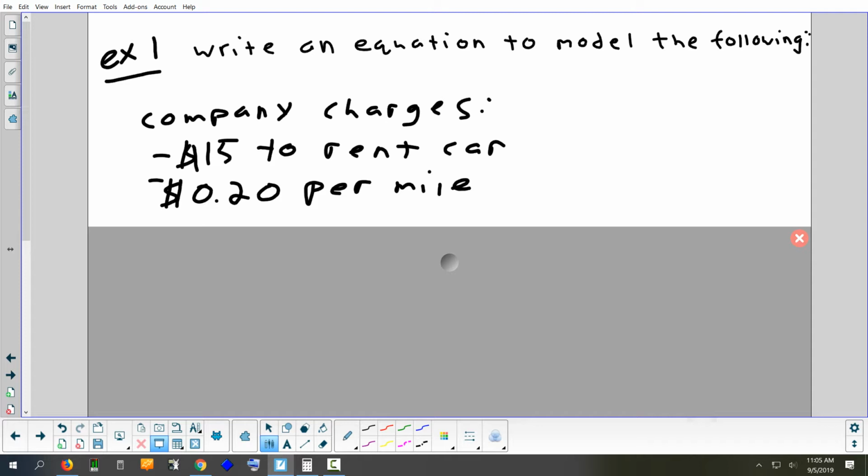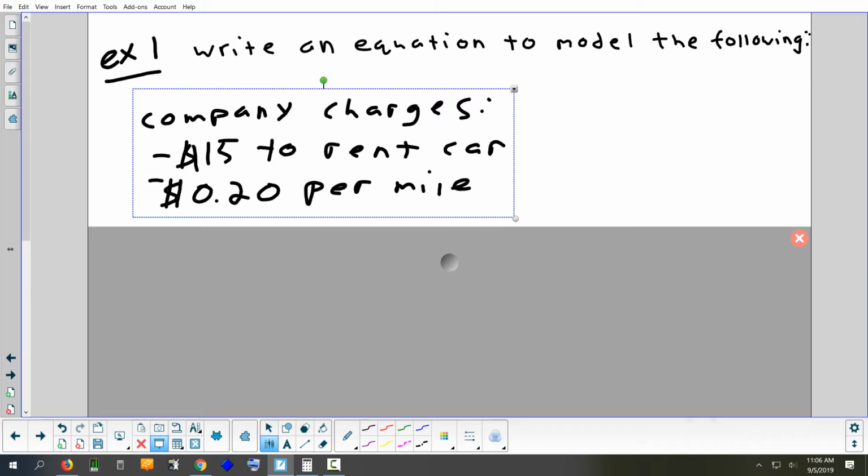Anybody think they could tell me what the two variables would be here? Could be like X and Y. Okay, so we could use an X and a Y, and what are the two variables going to represent? The base price and then the amount per mile. So we don't need variables for those because we know them. We know the amount per mile is 20 cents, and we know that the base price is 15. We need variables for things that we don't know.